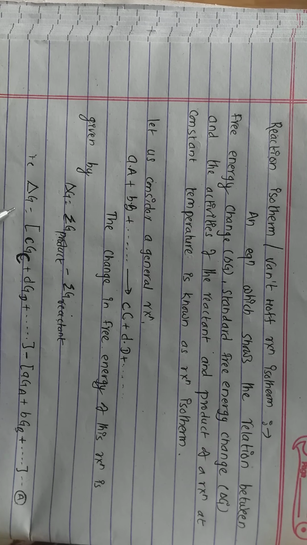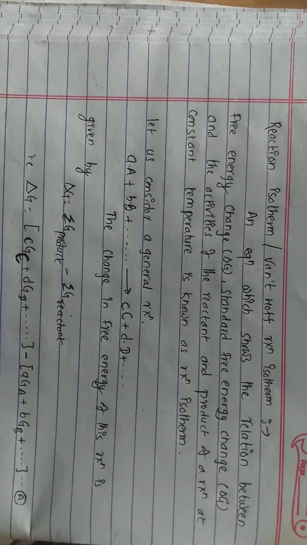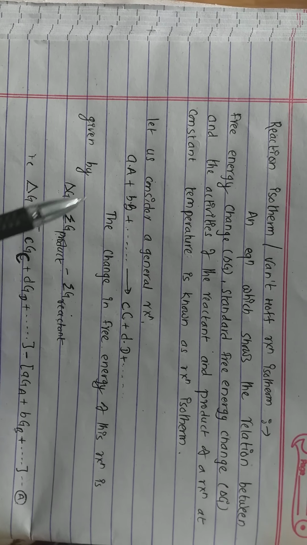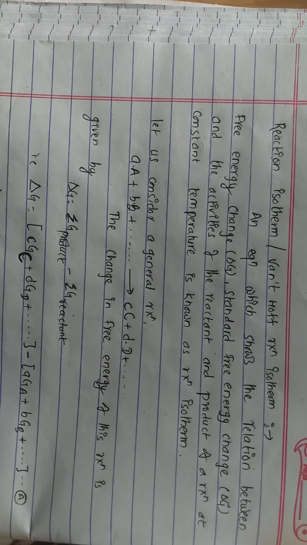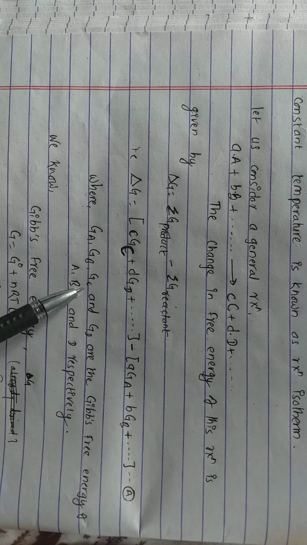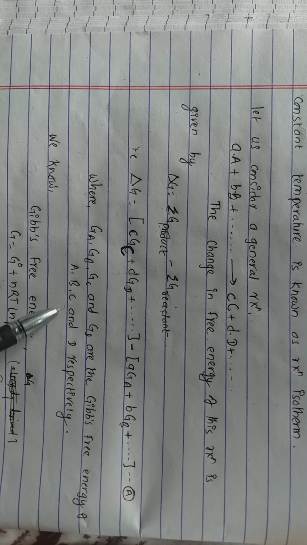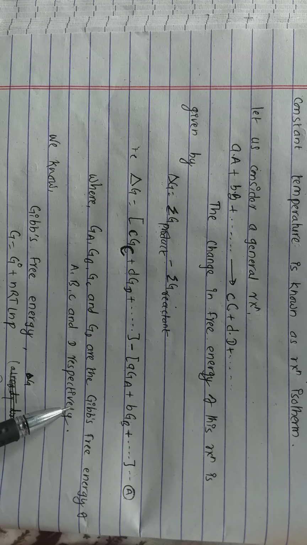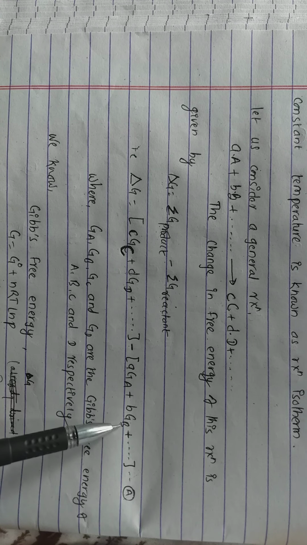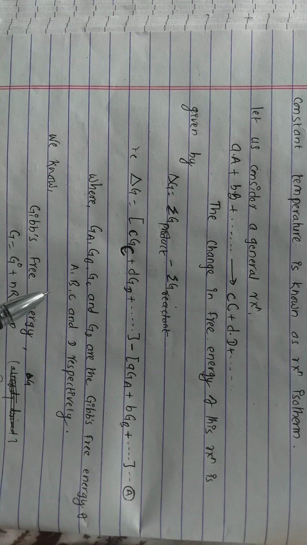That is, ΔG is equal to the summation of G of the product side minus the summation of G of the reactant side, where Ga, Gb, Gc and Gd are the Gibbs free energy of A, B, C and D respectively.